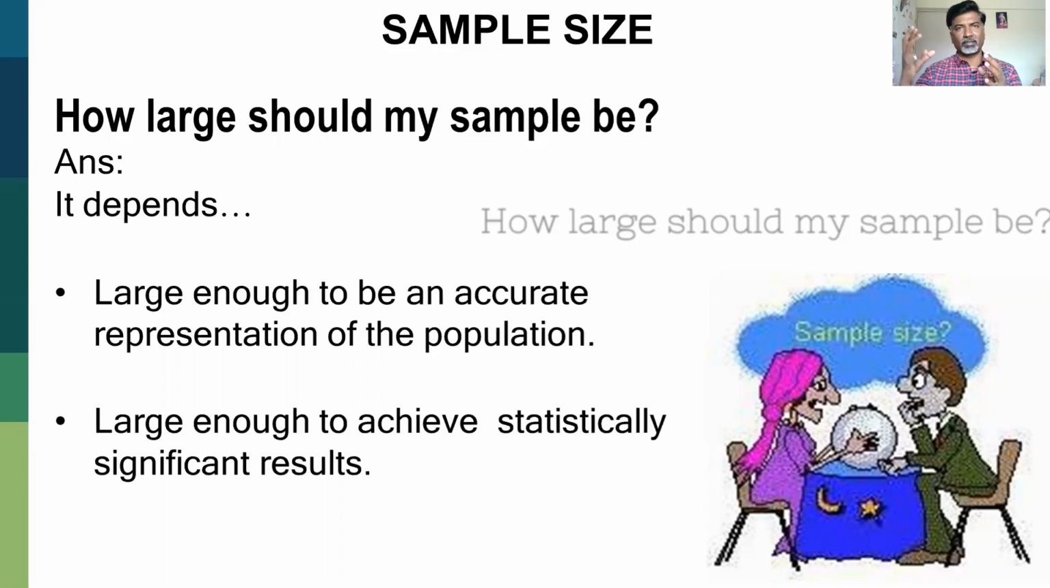So you have to select a sample size that is representative of your total population. It should be adequate, so that the findings I give on the basis of data collected from that sample are applicable to the whole population. Second, it should be large enough to achieve statistically significant results. Means the sample size we select should help generate statistical results. That's why the sample size should be adequate, enough, or we can say good.